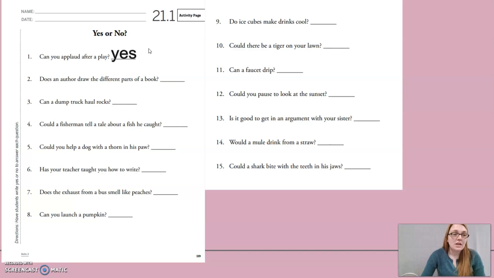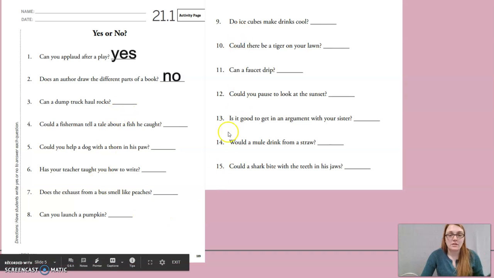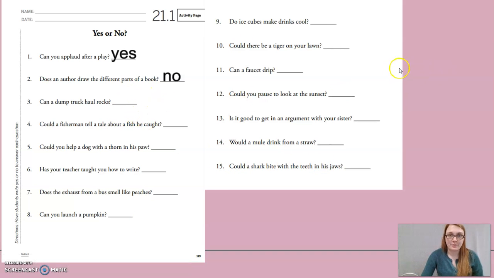Number 2, does an author draw the different parts of a book? So when a book is made, like a picture book, there's someone who draws the pictures and someone who writes the words. Is the author the one that draws the pictures? No, that would be the illustrator. Okay, so you continue the same way with the rest of the questions through 15, answering them yes or no.